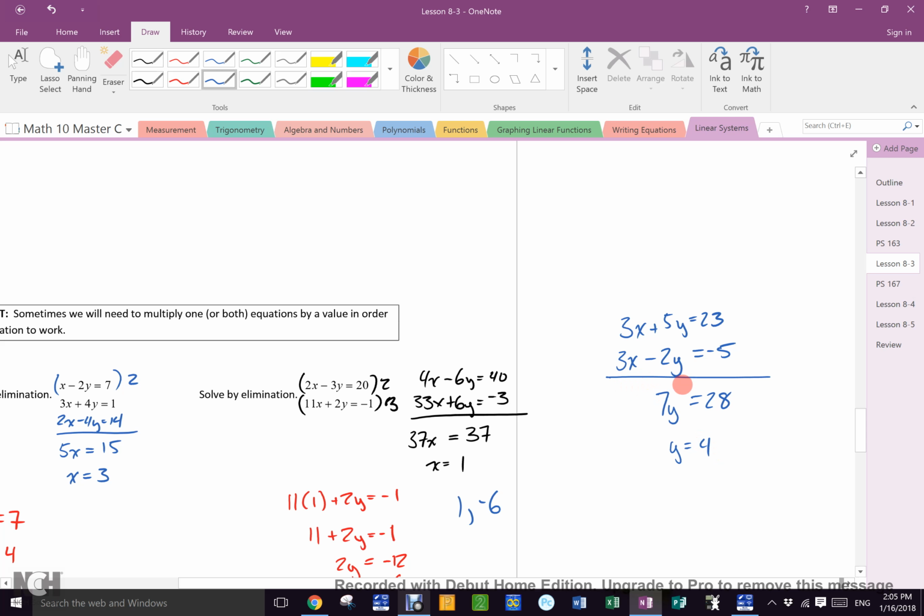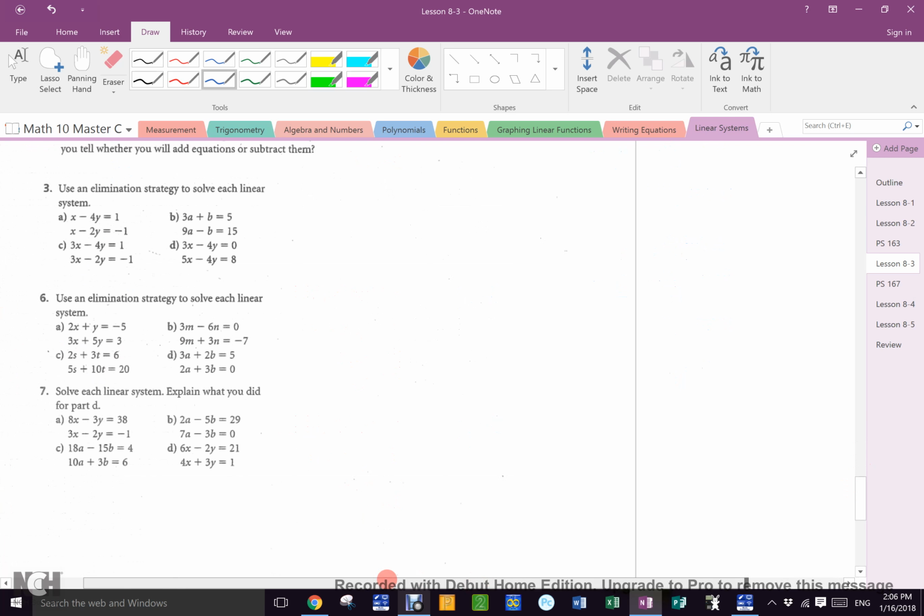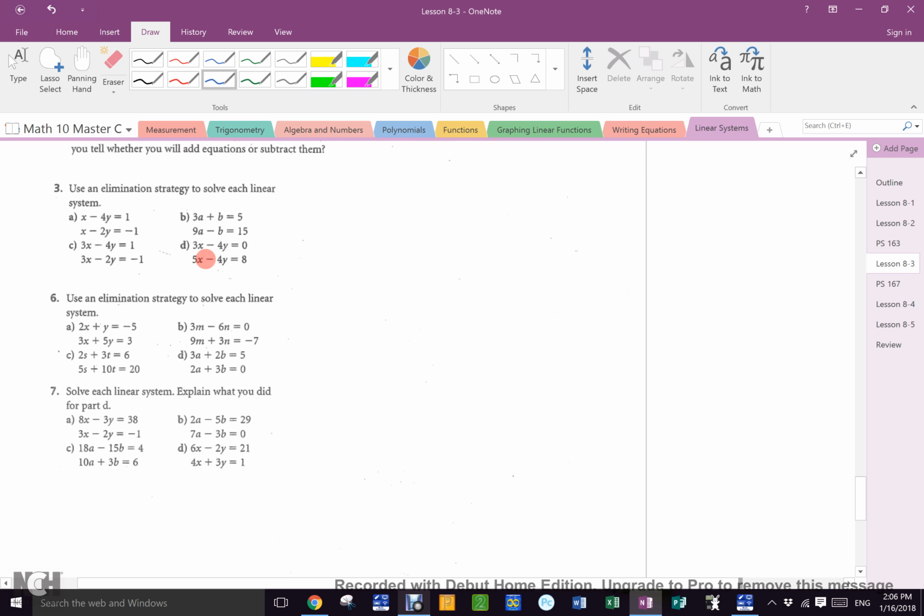Everybody see how the subtraction one works? You got to be careful if you're going to subtract. Because when you have minus minus, it becomes positive. Is everybody good? All right. Try some of those.